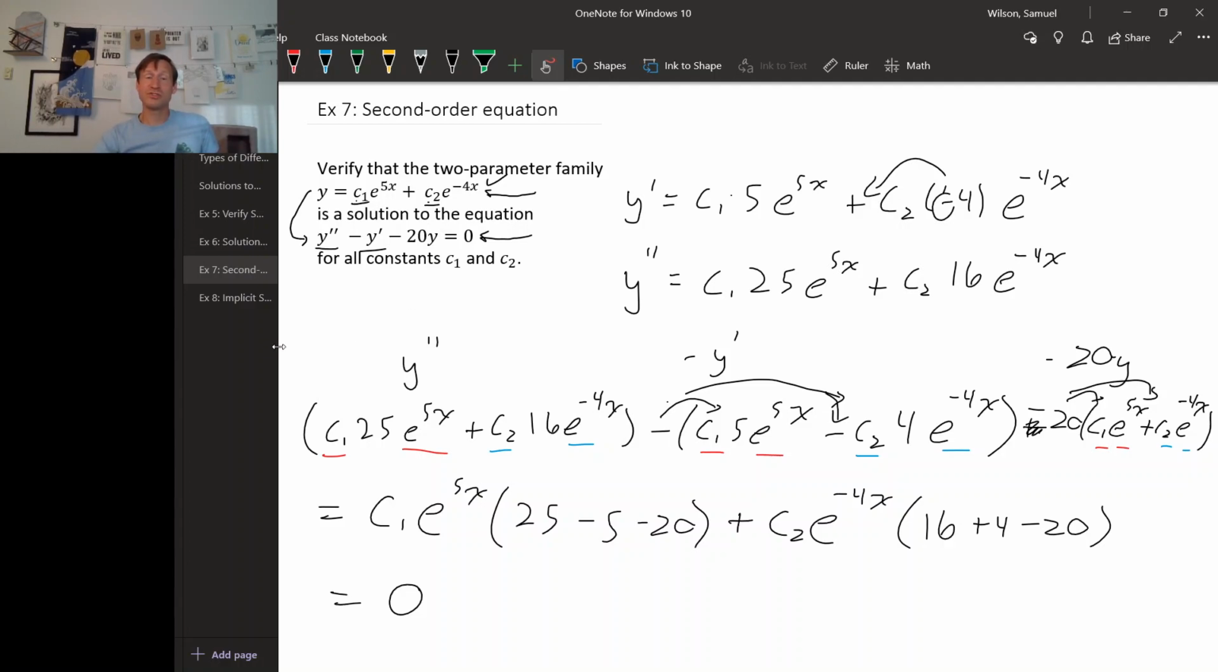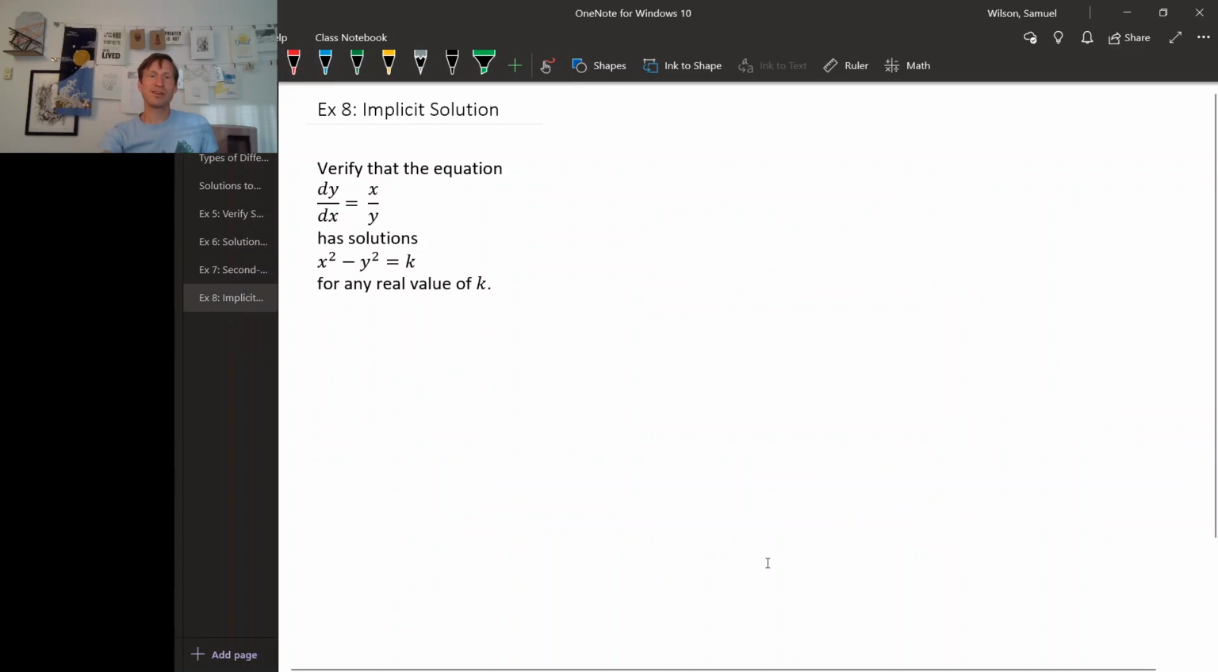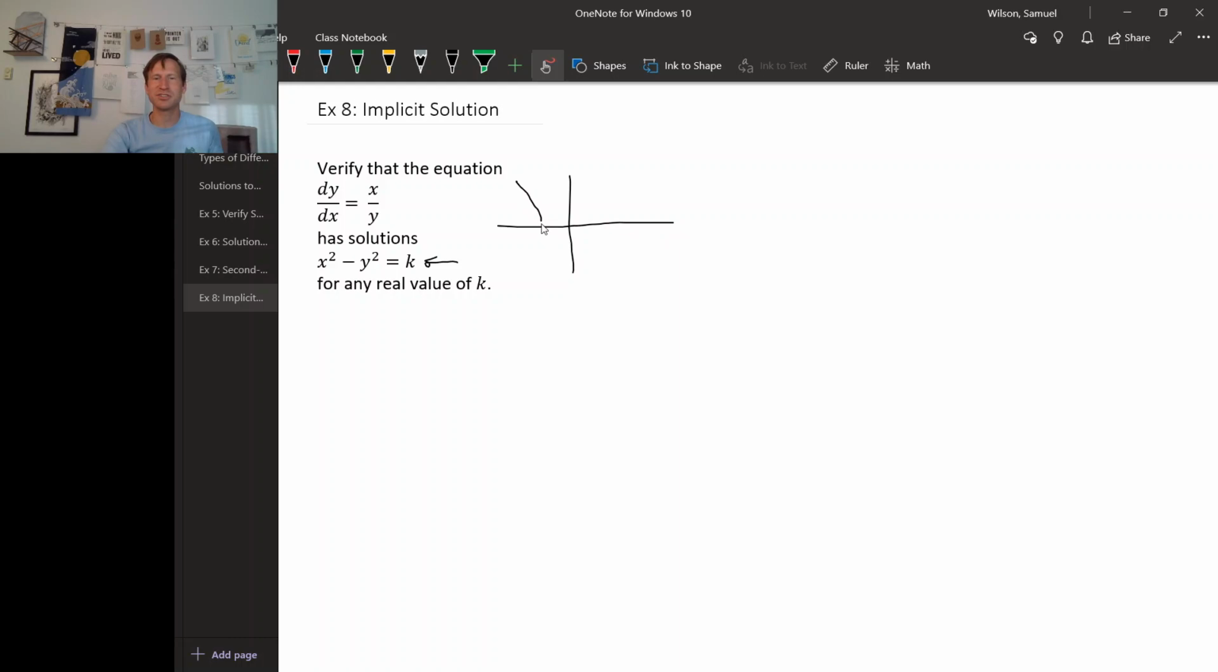Okay, final example for solutions to a differential equation. Let's look at this differential equation, dy dx equals x over y, and let's show that it has this for solutions. Now this is an equation, x squared minus y squared equals k. And you might protest because I did say a little bit ago that solutions to differential equations should be a function, but this sort of equation, it doesn't exactly give you a function, but it almost does. You might recognize this kind of equation. It's actually a hyperbola like this.